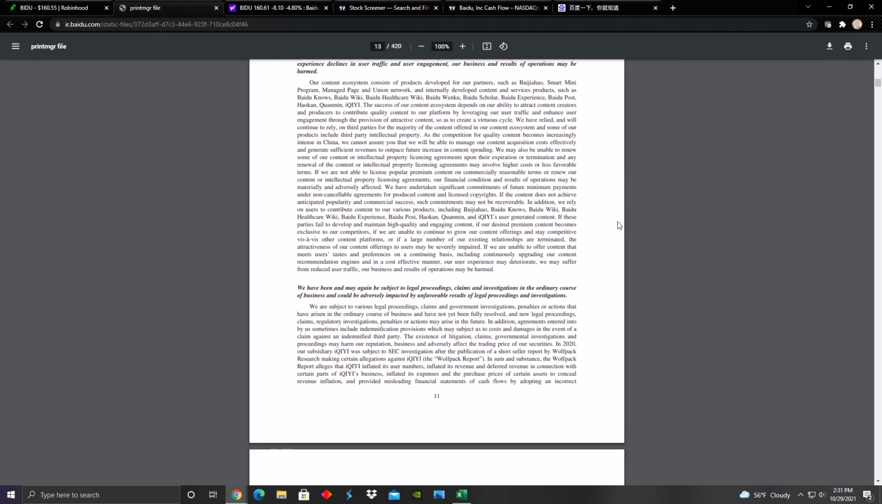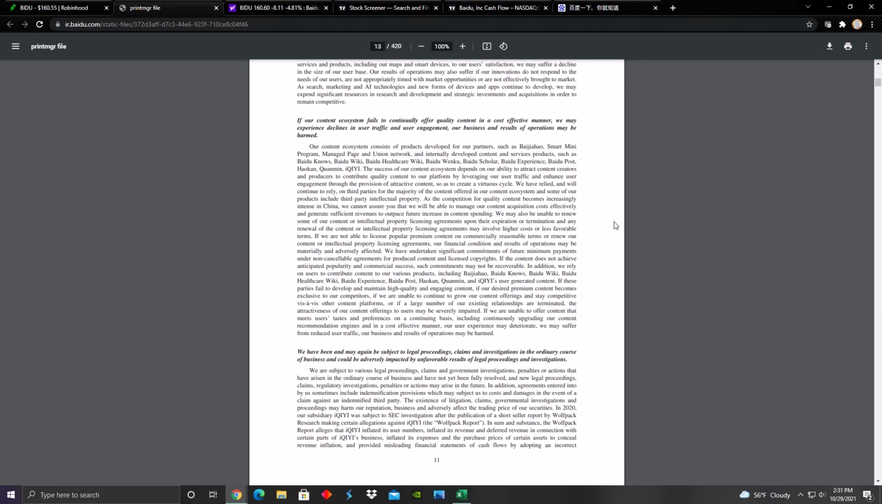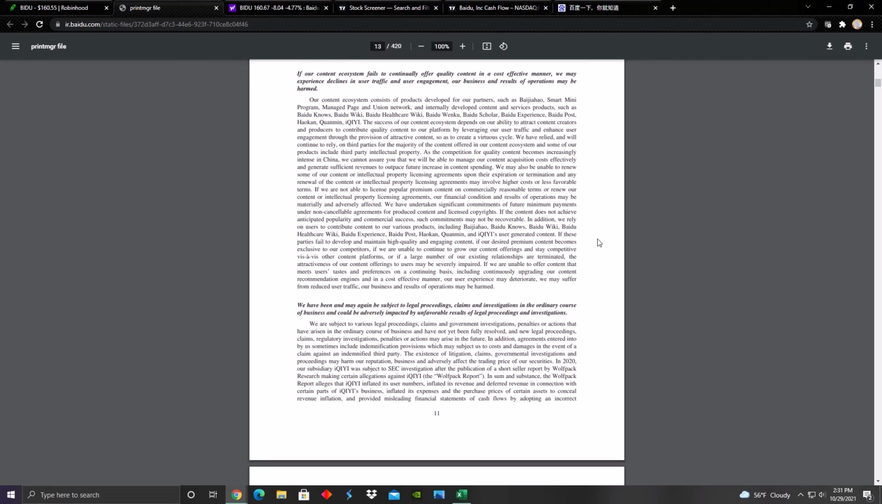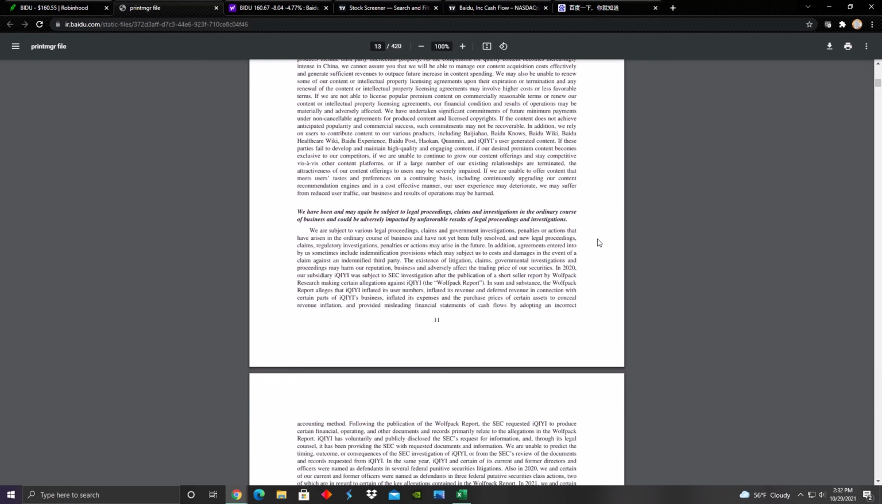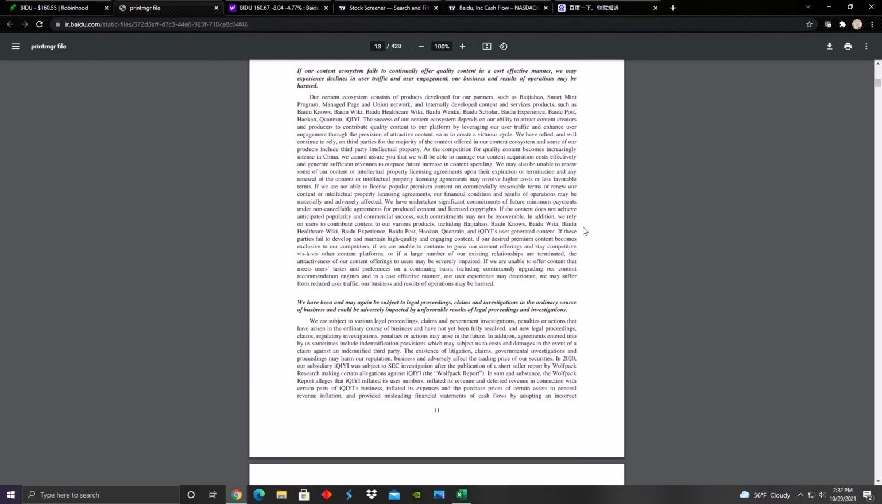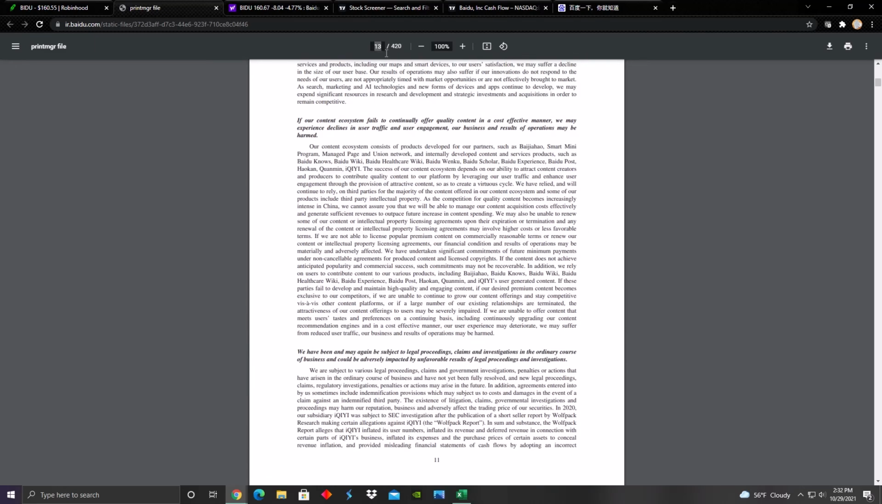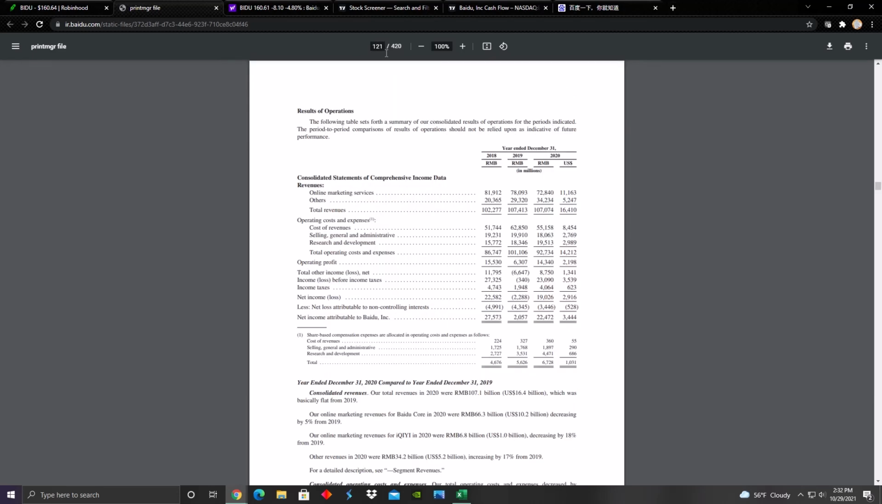Also, if there isn't enough demand for their advertising platform, they could experience an oversupply of advertising inventory, basically not enough demand for advertising on their platform, which would decrease prices, which actually happened to them in 2019, which is why when we look at their income statement, we can see that their total revenues increased from 2018 to 2019, but their net income declined quite a bit from 27 billion to 2 billion.